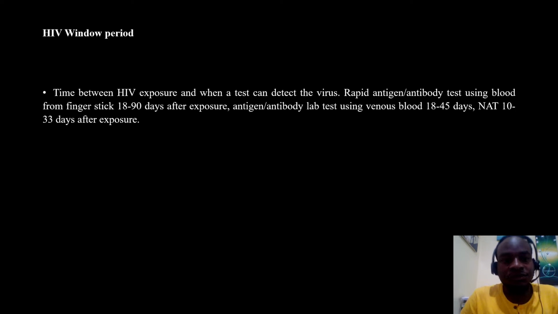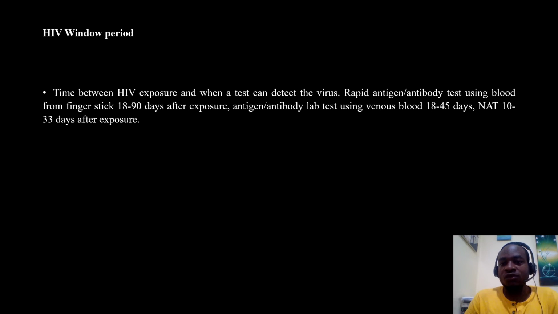Good. So what is the HIV window period? The HIV window period, in simple terms, is the time between when you are first exposed to HIV and the time that a test can detect the presence of the virus in your blood. So it's the duration between exposure and the time the virus can be detected in your blood. The window period will always vary depending on the test that you are doing.